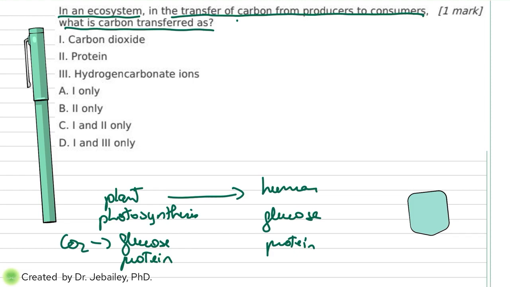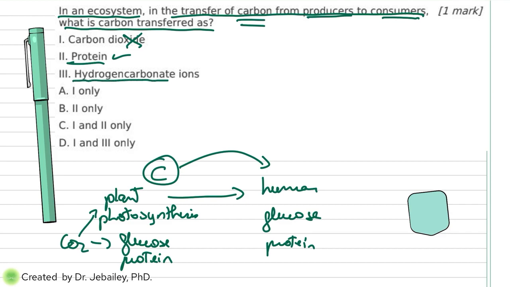It says here, transfer of carbon from producers to consumers. So that means some carbon is going to be transferred from the plant to the human. Now, is it carbon dioxide? No. Why? Because the plant absorbs carbon dioxide, so it can't be this. Is it protein? Yes. Can it be hydrogen carbonate ions? Hydrogen carbonate ions are not coming from the plants into the humans. It is not possible because this is more like fossil fuels coming in. So in this case, it is not. So the only one can be proteins. In this case, it can only be B.